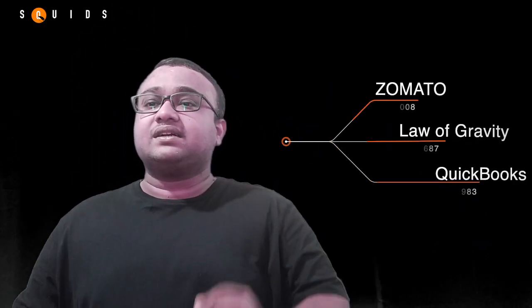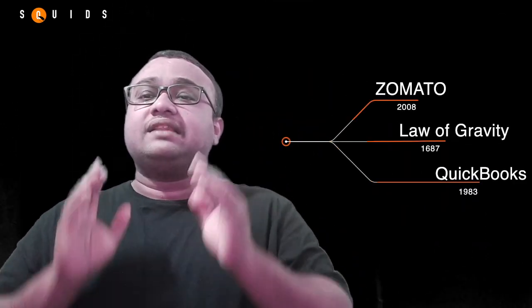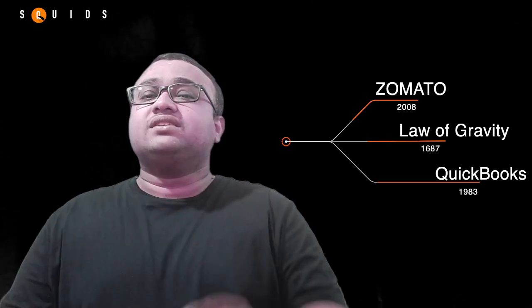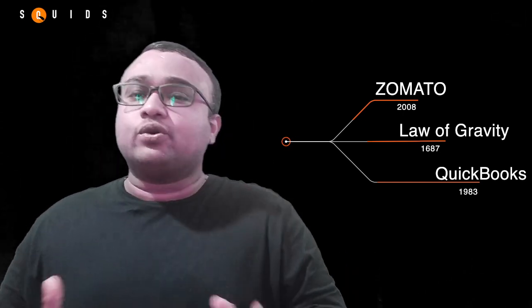Let us briefly discuss three examples that occurred in different eras. As a first example, let's look at the story of Zomato, the very popular food delivery app which hopefully all of us know about and have used. Zomato was started by two IIT Delhi alumni in 2008.